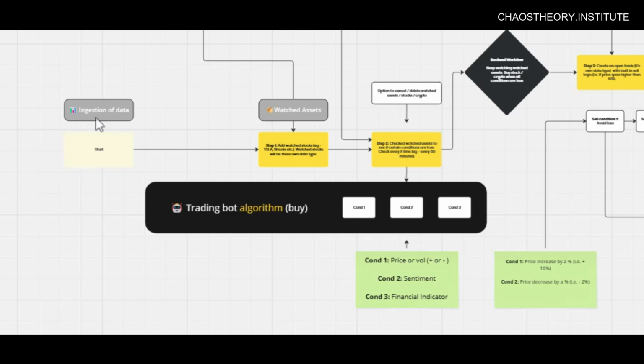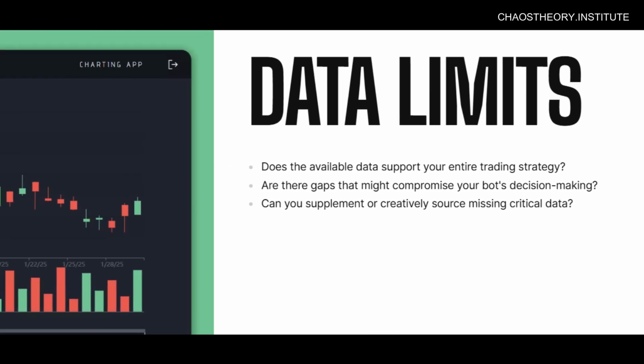Next, during this step, it's also wise to consider any data provider limitations. Not all data providers are created equal, so critical questions to ask might be: does the available data support your entire trading strategy? Are there data gaps that might compromise your bot's decision-making? And lastly, can you supplement or creatively source missing critical data?